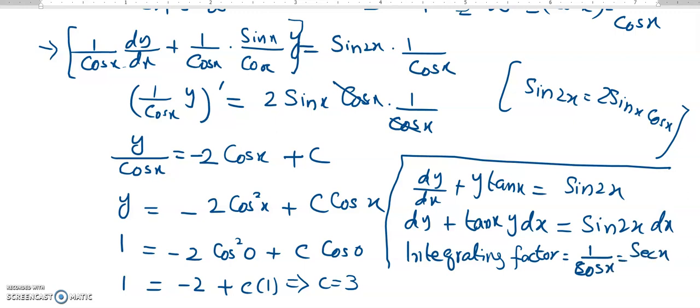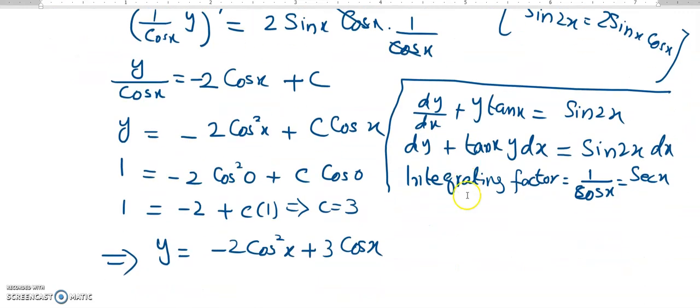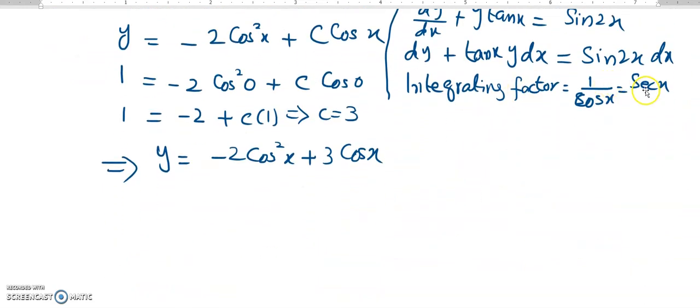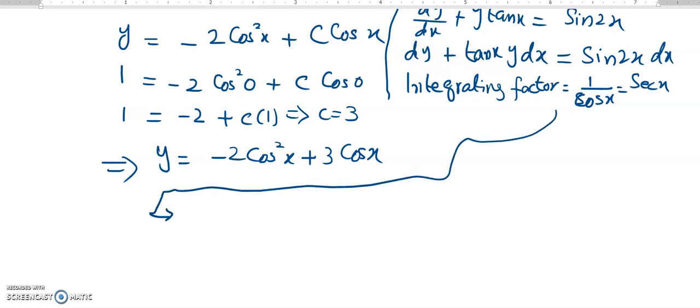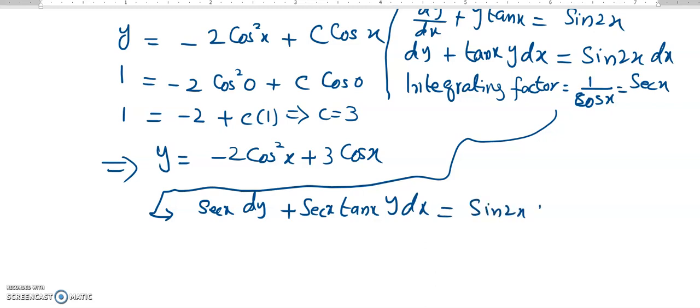Okay, and now the purpose of finding the integrating factor is that we have to multiply the original equation with the integrating factor. So we will use this differential form of this equation. So let's do it here. Multiply this integrating factor, secant x, with the original equation: secant x dy plus secant x tangent x y dx is equal to sine 2x dx.